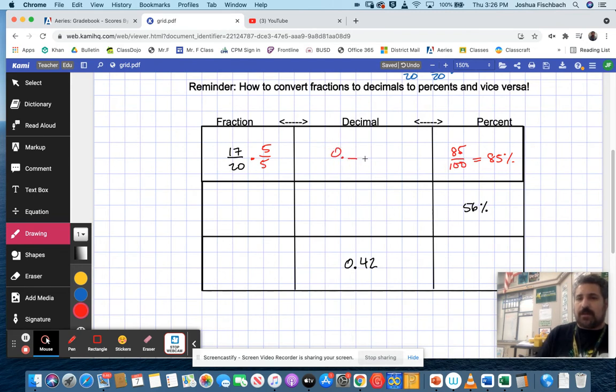Just think about your place value. This is the tenths place, this is the hundredths place. So if it's 85 hundredths, it means 85 ending in the hundredths place. So 0.85.